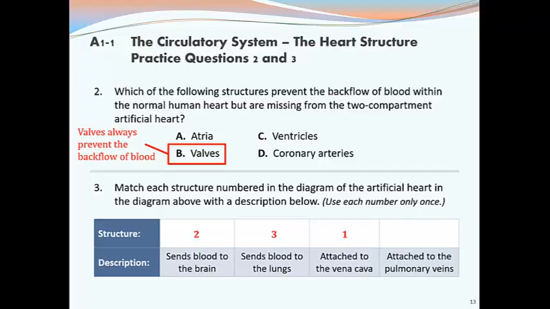Well, once again, number 1 would be deoxygenated blood coming into the heart. So that would have to be attached to our vena cava. The vena cava is bringing deoxygenated blood to the heart to get pumped through.